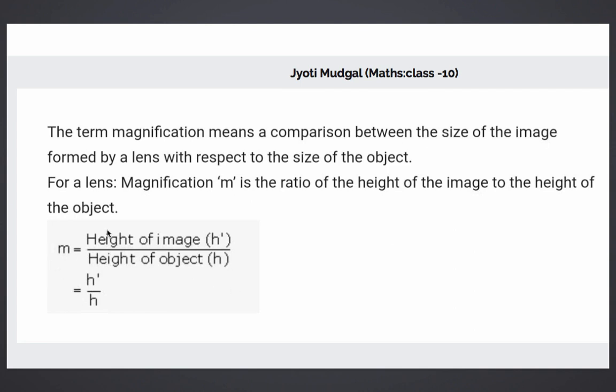Clear? So this is the formula that you need to learn, because in the numericals which we are going to start, you will be questioned about the same. You'll have to find out the magnification, and then you have to write this. Then you have to tell what will be the size of the object, whether it will be magnified, diminished, or of the same size. So using this formula, you can talk about it.